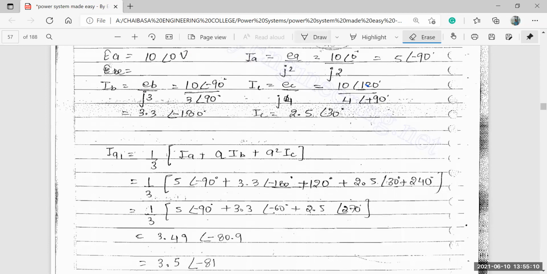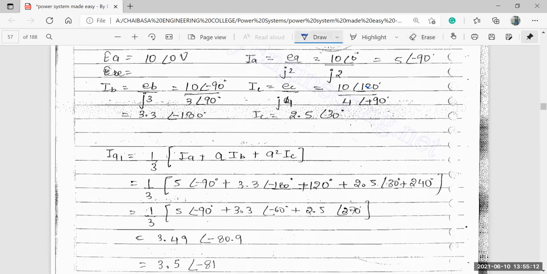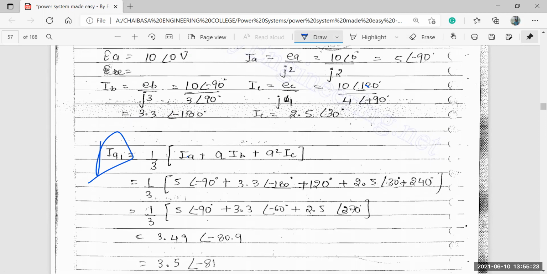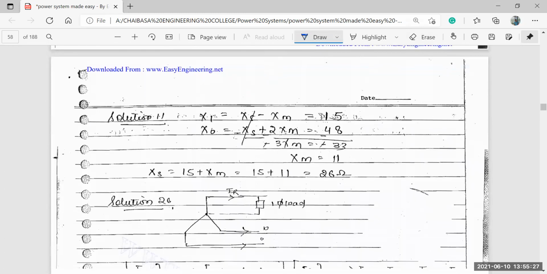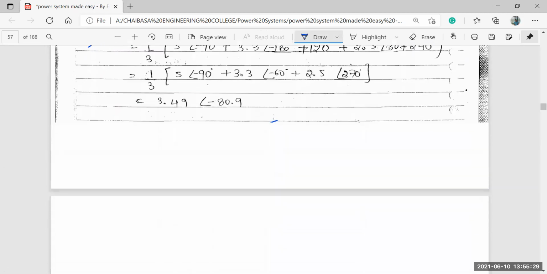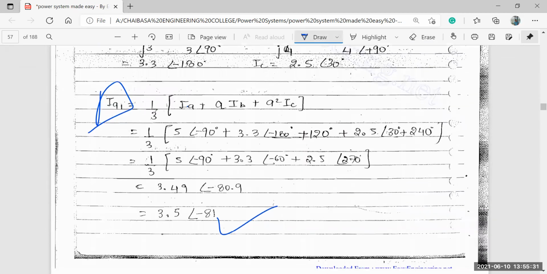So for finding IA1, it will be 1 by 3 times IA plus A IB plus A square IC, right? From that matrix, on substituting these values, we'll get 3 minus 180 degree, right? This is what we have to find. That is the positive sequence.